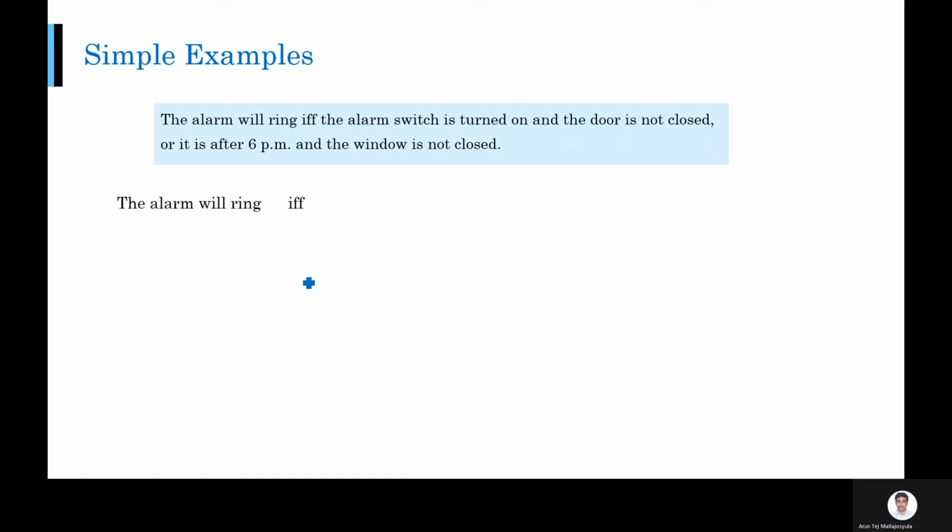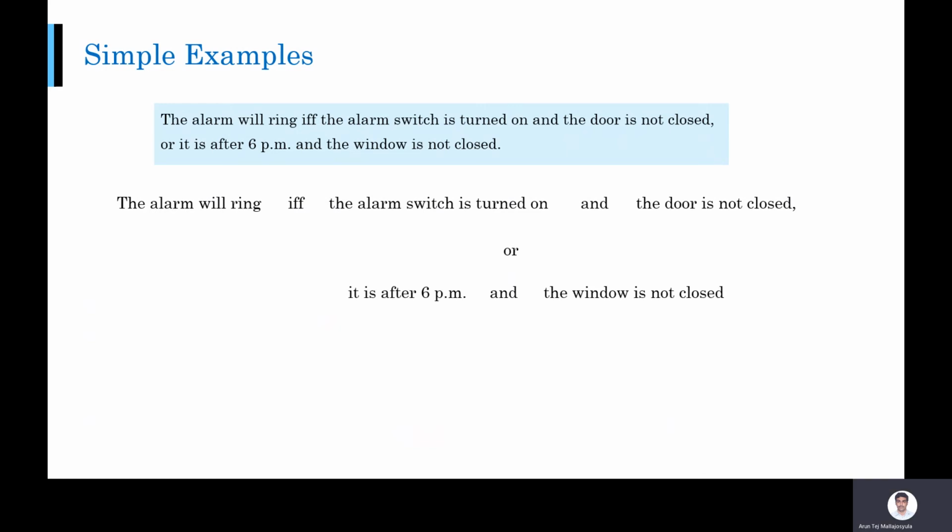So let me separate this into phrases. The alarm will ring if and only if the alarm switch is turned on and the door is not closed, or it is after 6 p.m. and the window is not closed. Okay, so let me use Z for this one. The alarm will ring if Z is equal to 1. It will not ring if Z is equal to 0.